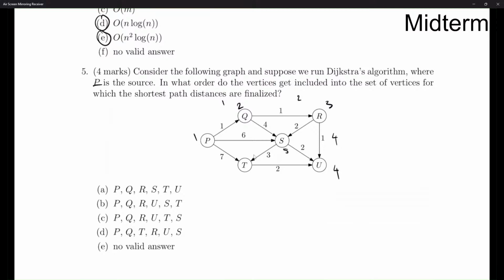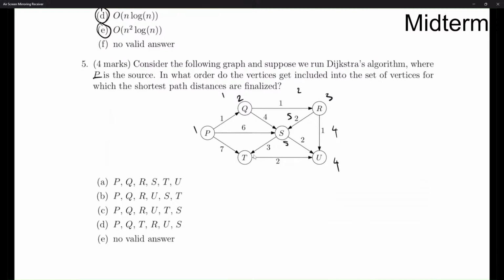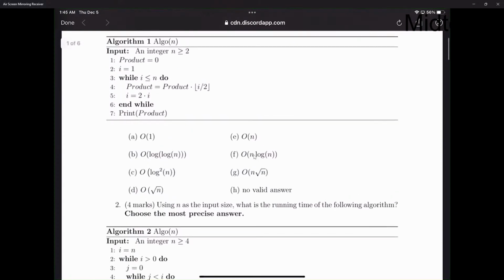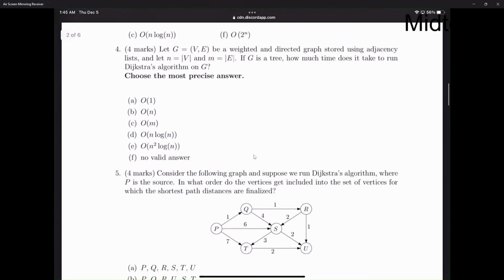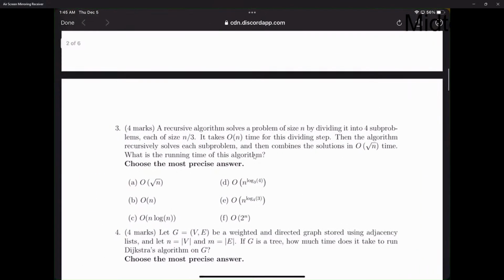Now 3 plus 2 is 5. I already visited this, so it doesn't really matter. 6, 8. I'm pretty sure this is the order. So P, Q, R, U, S, T. It should be this one. Oh, what the hell? Wait, what? Oh.